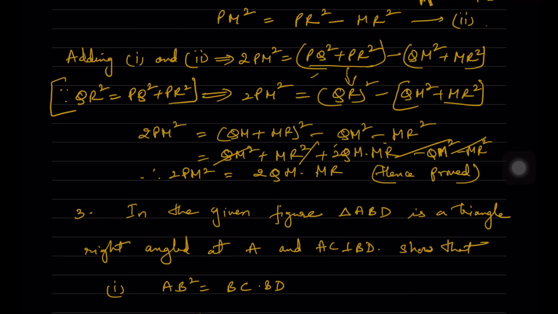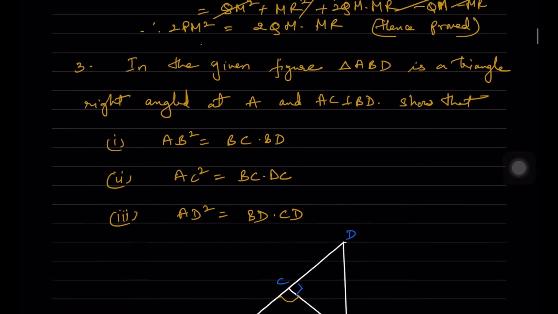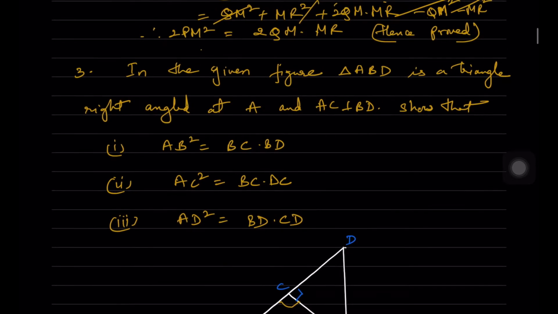You cancel out whatever is negative and positive here. The remaining is 2QM into MR. Therefore 2PM square is equal to 2QM into MR. Hence we used the Pythagoras theorem for this, because both are right angle triangles and a perpendicular drawn onto the base also forms a right angle triangle. From that we have used it and we have proved it.